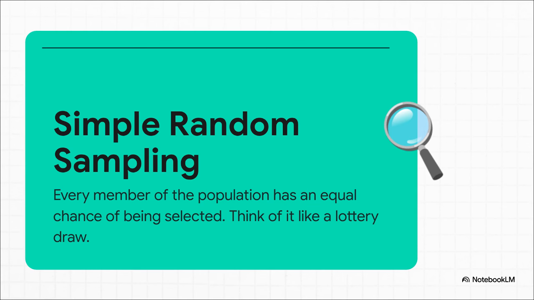The purest form of this, the gold standard really, is simple random sampling. Just think of it like a lottery draw. Every single person has an equal, totally unbiased shot at being selected.